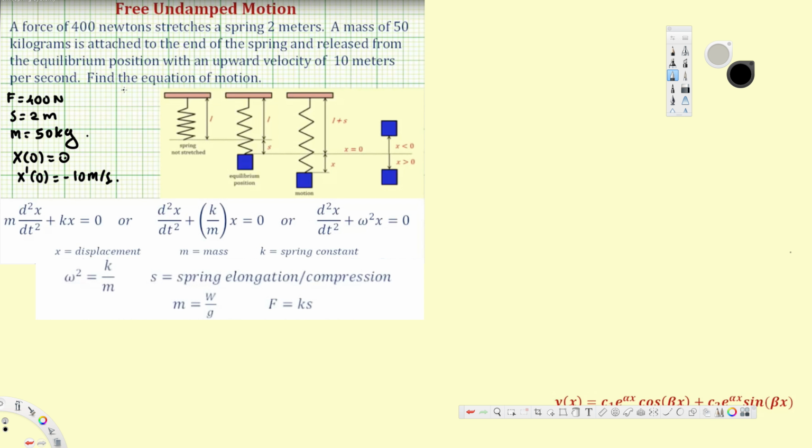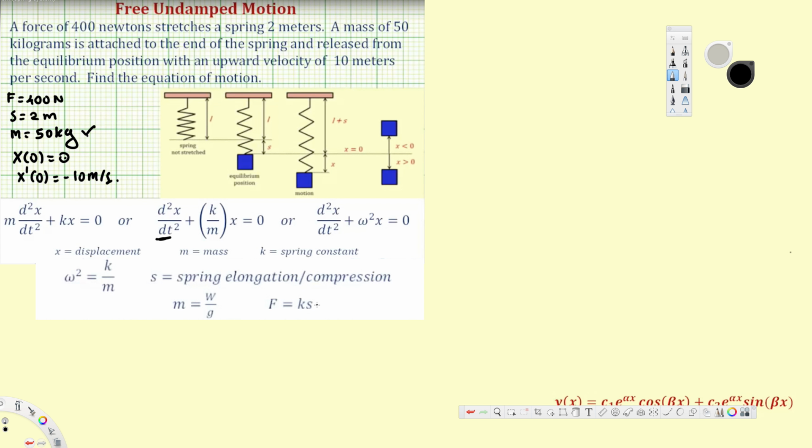Now in order to find the equation of the motion, we have to use one of these second order differential equations. All of them are equal. It's up to you to choose one of them. Now let's choose this one. If we choose this one, we have to know the spring constant and the mass. We know the mass, that's here, but to find the spring constant we have to use this equation.